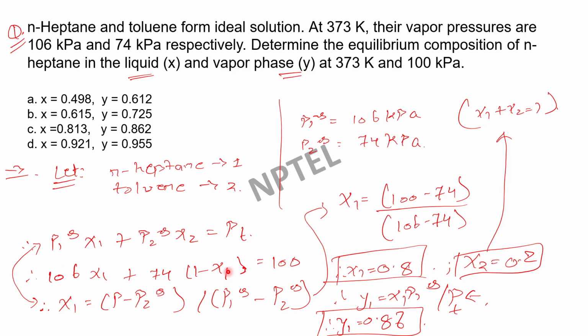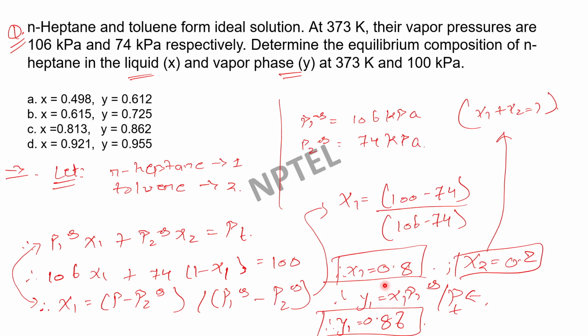So directly what we'll do is put the values of P1 and P2 saturation and find the final value of PT. Now, since we don't know the values of P1 and P2, we'll try to rearrange this equation and come out with the formula x1 equals (P minus P2sat) over (P1sat minus P2sat). From this we can find the mole fraction of component x1. If x1 is known, we'll put x1 here and find the value of x2.